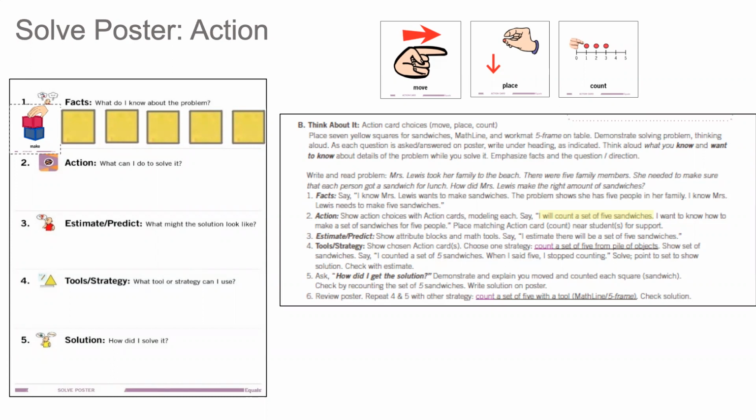You can say the script written right into the activity: I will count a set of sandwiches. You can then move that action card that matches the action that you're selecting right to the solve poster again to foster that connection between choosing the action and that solve poster step.